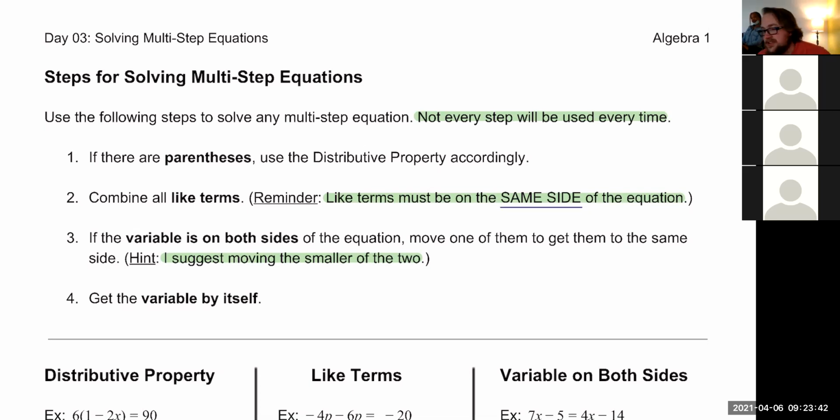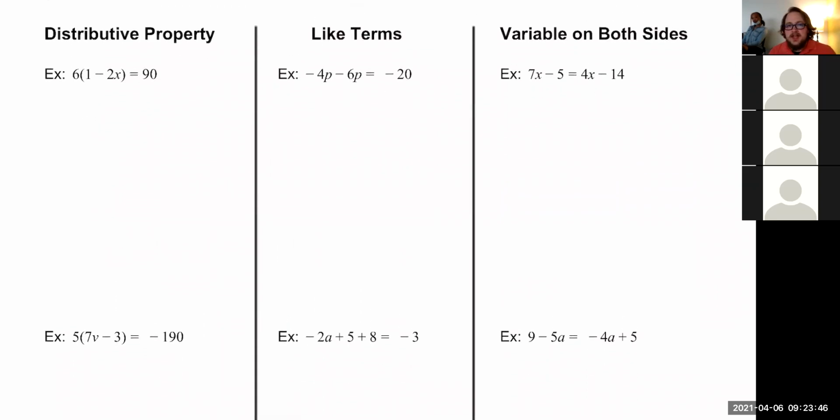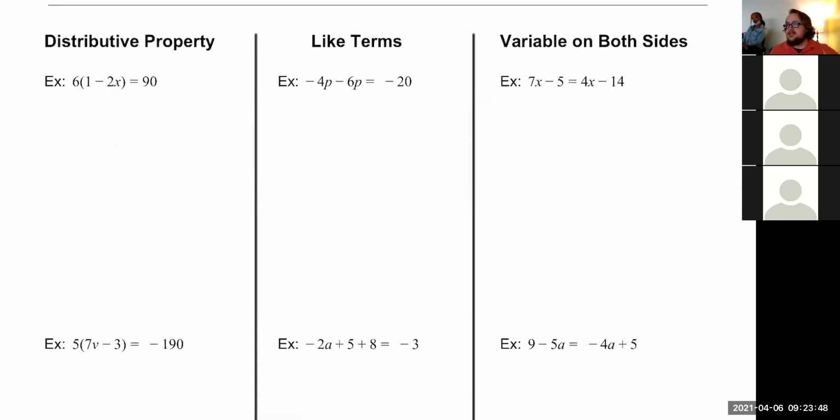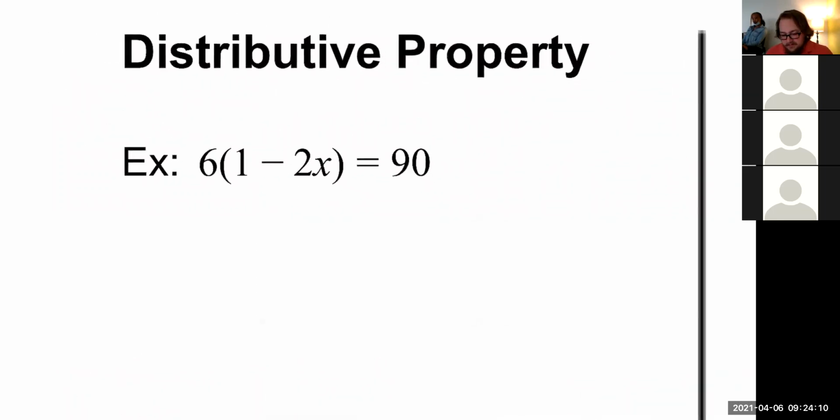All right. So we can talk about it till we're blue in the face, but it's best to see it in action. And so like I mentioned here, we're going to see steps 1 through 3 separately before we throw them into the same equation. So we'll have 2 examples where we're going to see parentheses, so we'll use the distributive property, 2 for like terms, and 2 scenarios where the variables are on both sides. We're still going to solve them all the way through, and then we'll get to the more interesting examples on the back.